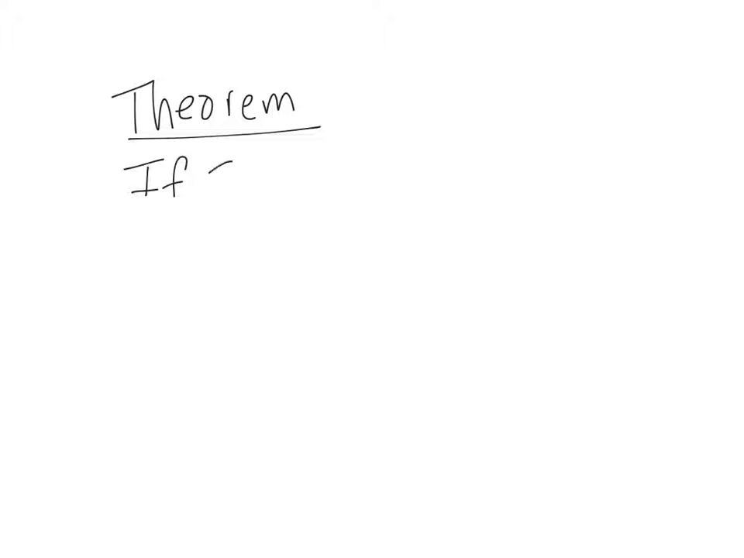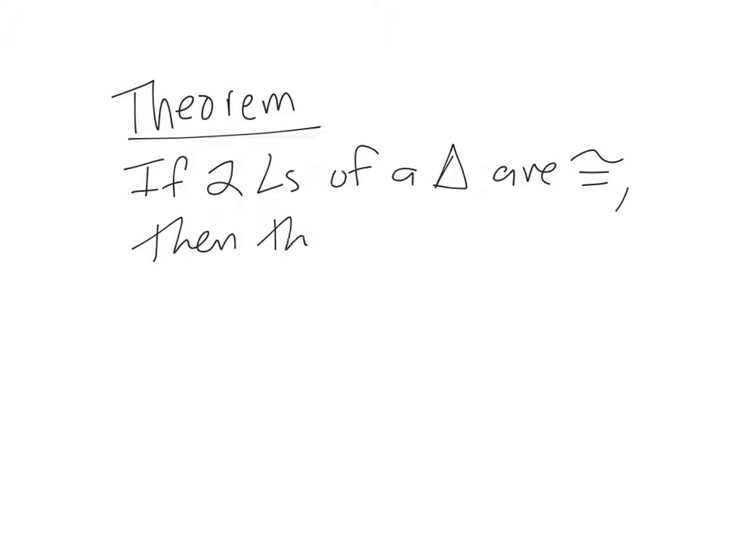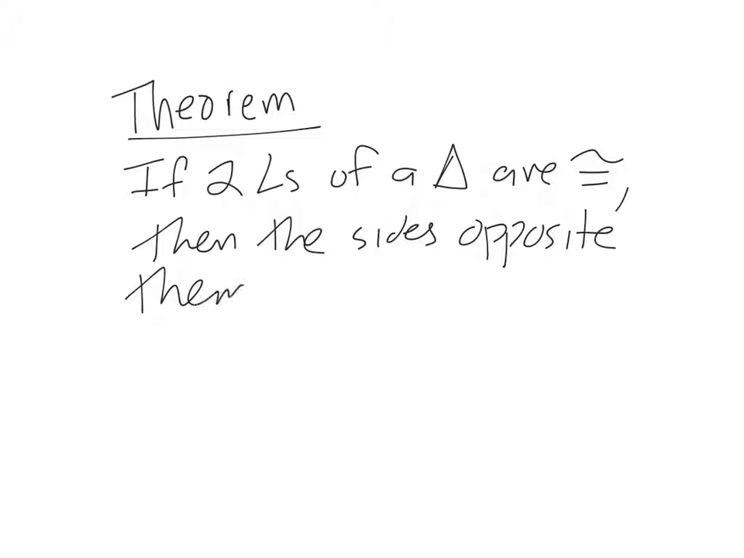So if two angles of a triangle are congruent, then the sides opposite them are congruent. And what I mean by that is, in this triangle up here, if this angle is congruent to that angle, then the side opposite this angle is over here, the side opposite this one's over here, so if the angles are congruent, the sides are congruent.